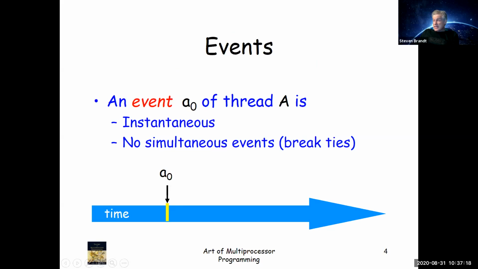fun. An event A0 of thread A is instantaneous. There are no simultaneous events, so we don't have to break ties. So it looks kind of like this. We've got this time arrow, and we've got our event happening at this one point in time.